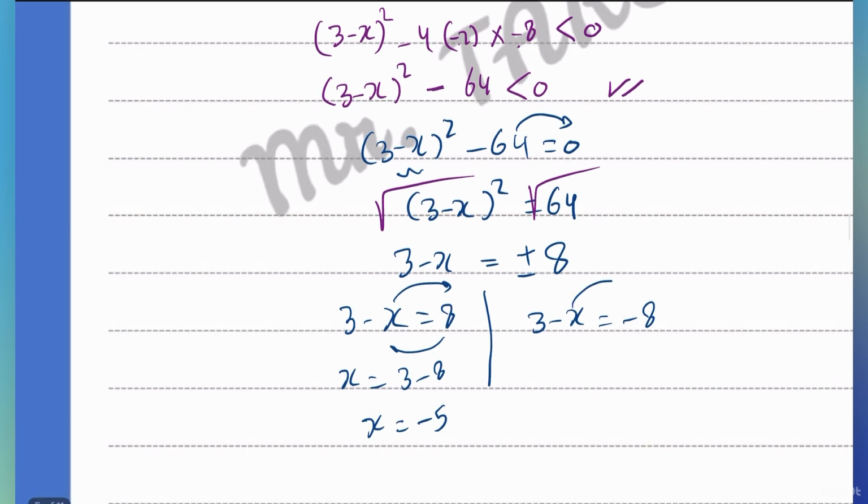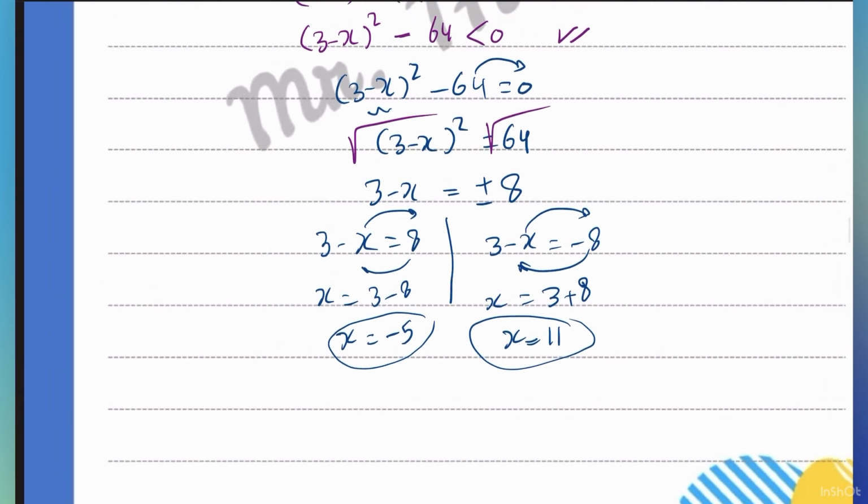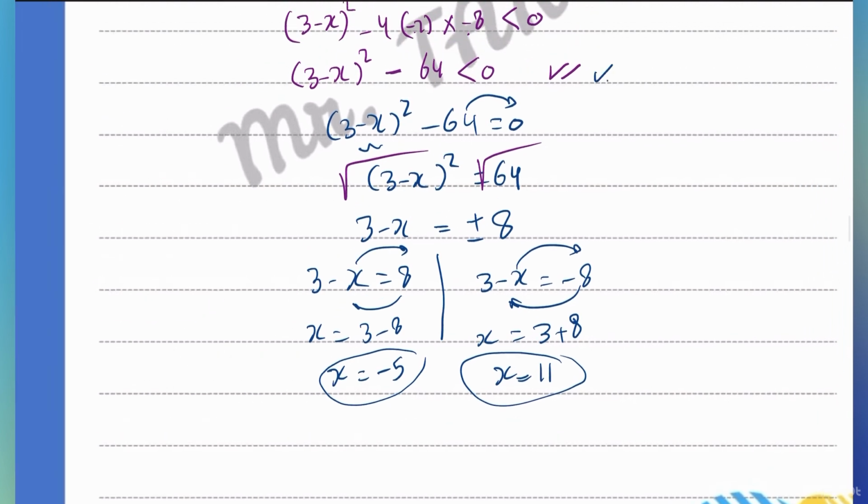And the same idea here: transfer negative x as x, and transfer negative 8 as positive. So 3 plus 8 equals x, so x equals 11. Now I have two answers, but please remember that you solve an inequality, not an equation. What I mean is that this is not the final answer. You have to represent this with a range, with an inequality.